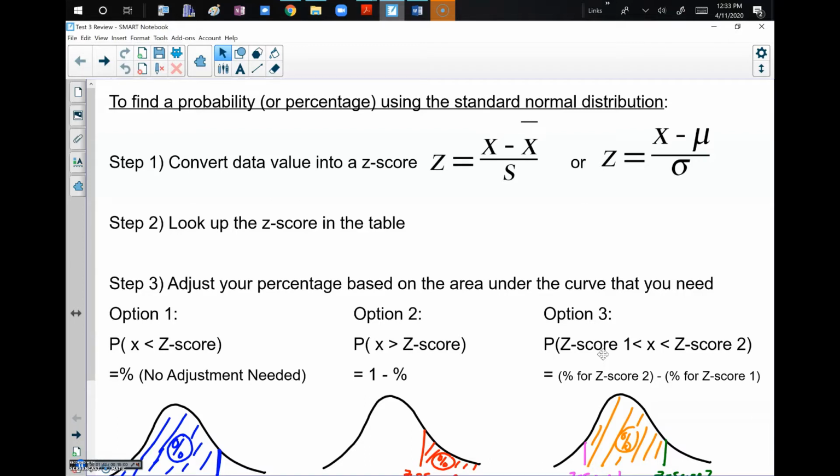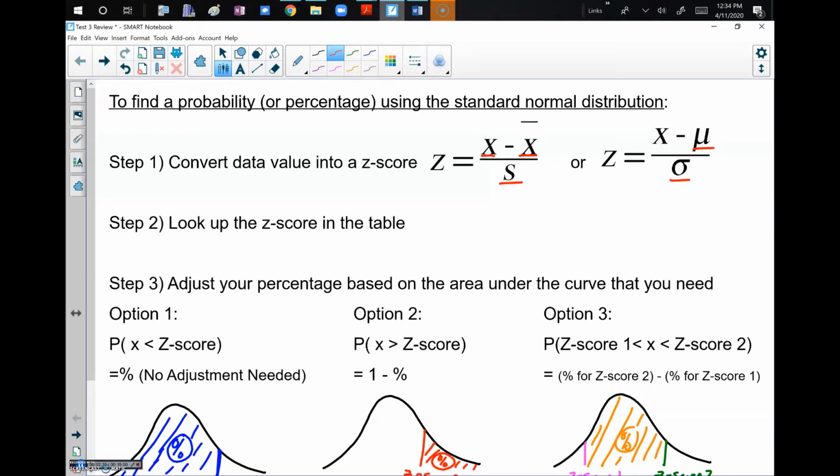So how we would calculate our z-score is you take your data value, you subtract the mean that you are given in the problem, so my data value minus the mean, and then I divide that result by my standard deviation. So here I wrote two forms. You may have seen this form with our sample mean x bar and sample standard deviation s, or our population mean mu and our population standard deviation sigma. So step one is convert your data value into a z-score.